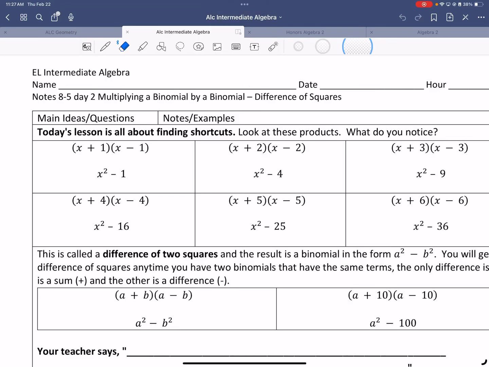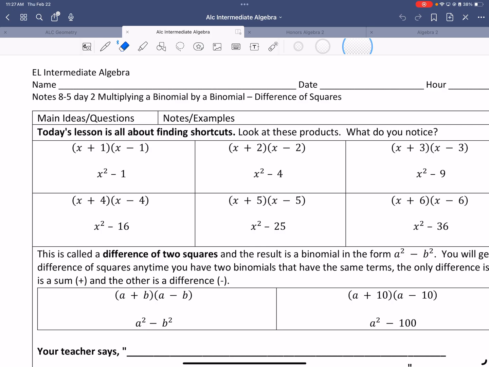Quick today. We should have time to get this done in a relatively short amount of time and give you plenty of time to get some stuff done that you need to get done. So we're on day 2 of 8.5, multiplying a binomial by a binomial.